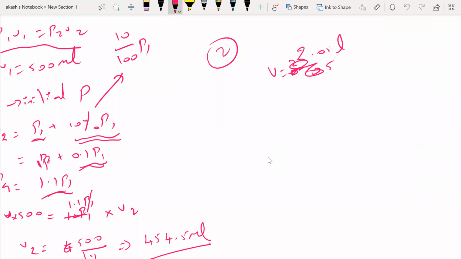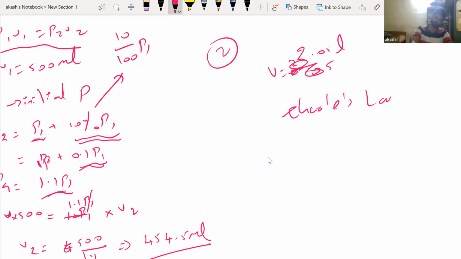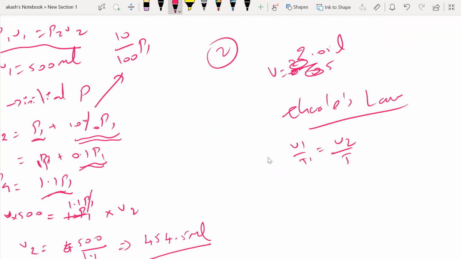Sir, 6.56 liters. Now the initial volume itself is only 2.05. Yes, it can increase, but that much? Okay, what law is this? We understand that this is Charles' law. People, what is the equation for Charles' law? We can write V upon T is constant: V1 by T1 equals V2 by T2. This is what we have to use, right?